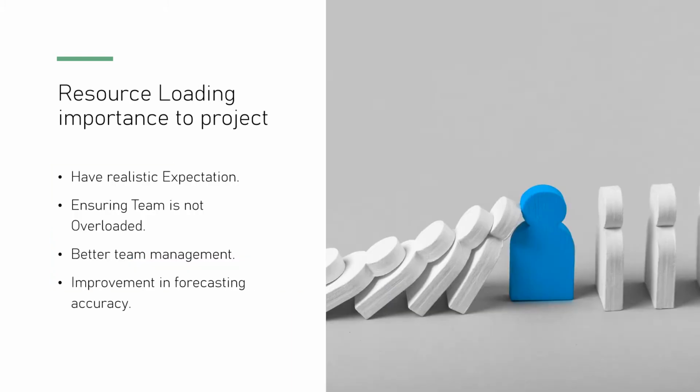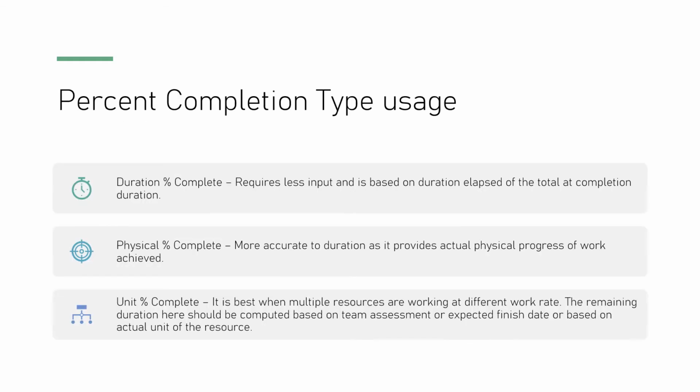Resource loading importance to project. It is important because we can have realistic expectations, ensure the team is not overloaded, better team management, and improvement in forecasting accuracy. What are the percent complete type usages? There are three types: duration, physical and unit.